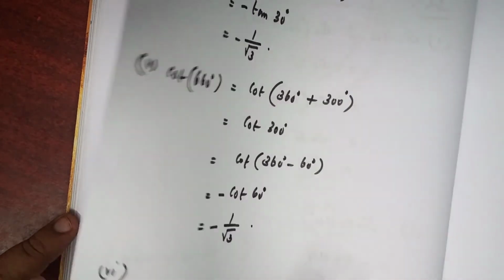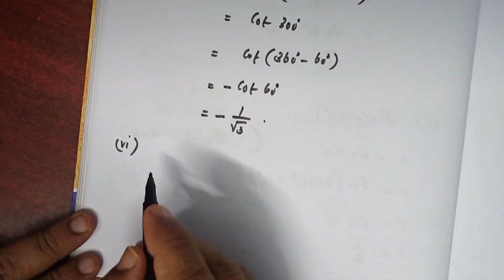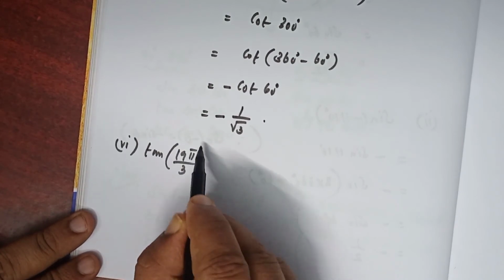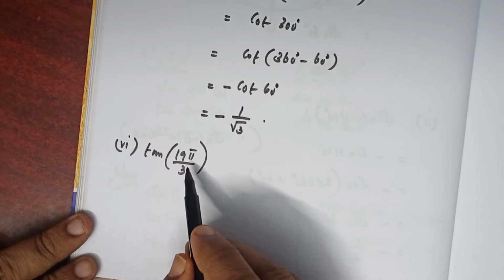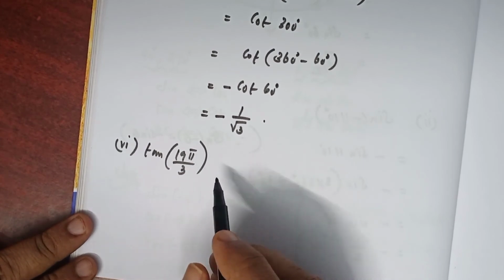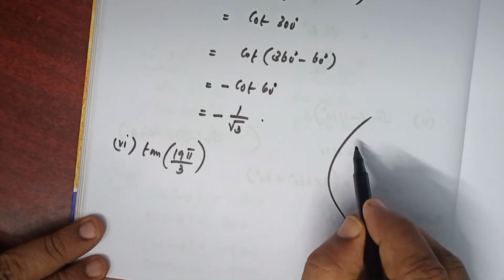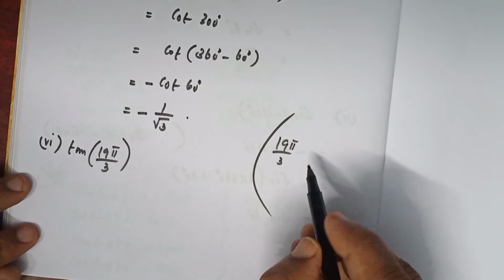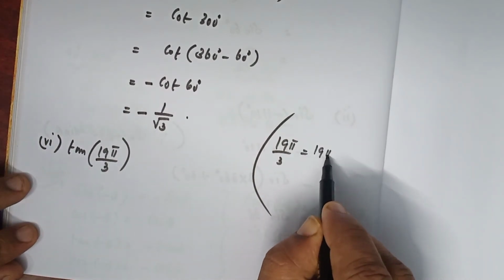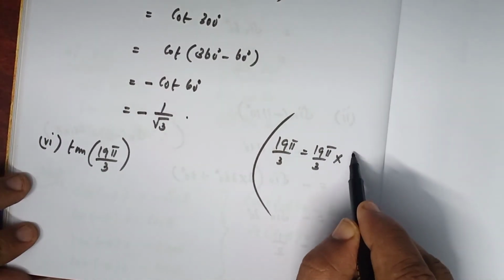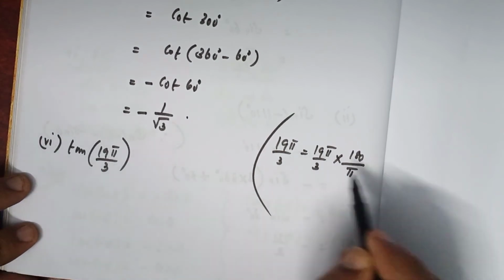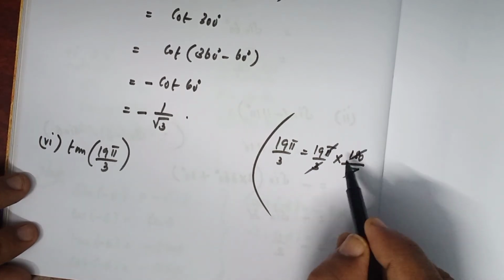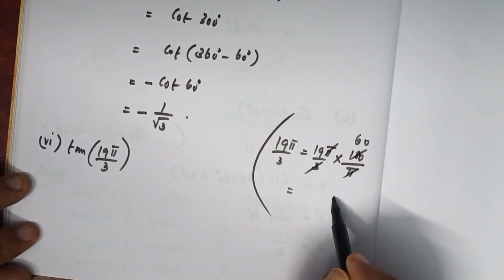Now subdivision number 6. Tan of 19 pi by 3. If you change that radian into degrees, it will be easy for you. I change it first. How to change a radian into degrees? You know very well. Write 19 pi by 3 into 180 by pi. For converting radian into degrees, multiply by 180 by pi. Pi gets cancelled. 3 table, how many times? 60 times.